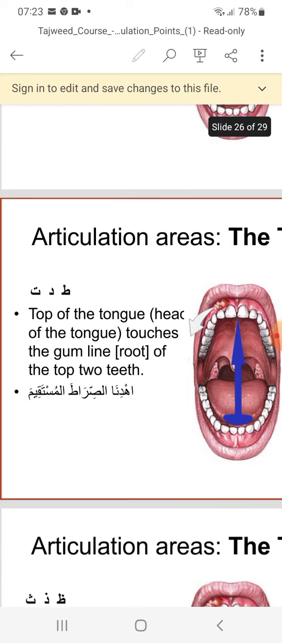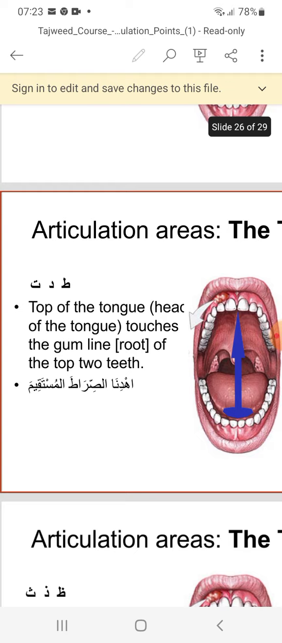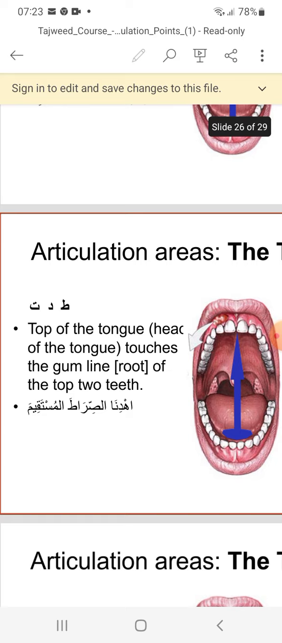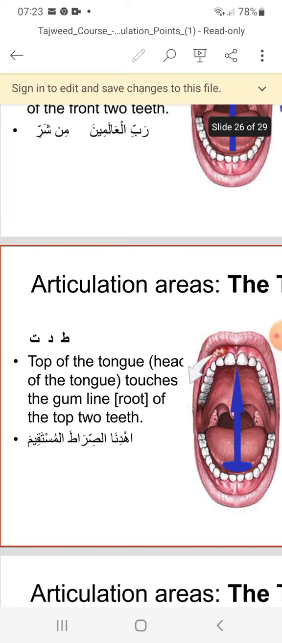So what's the main difference between the ta and the dal? For sure it is the running of the breath with the ta, which is not found with the dal. In that case we have to take care that there is an air we produce with the ta, while with the dal we should not produce air at all.